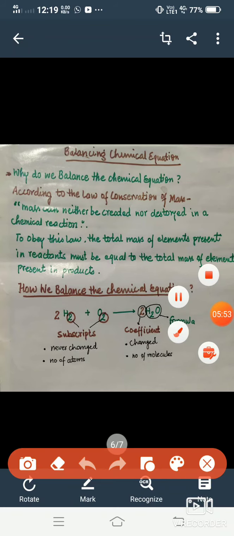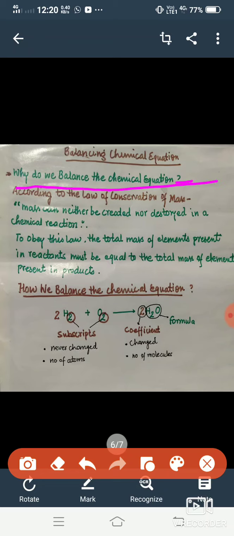Balanced chemical equations are those equations, as I told you, in which the number of reactants is equal to the number of products. If the equation is not balanced, we have to balance that equation. Here the question arises: why do we balance the chemical equation?